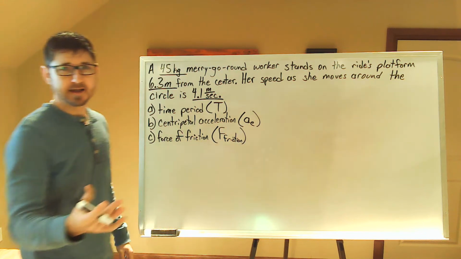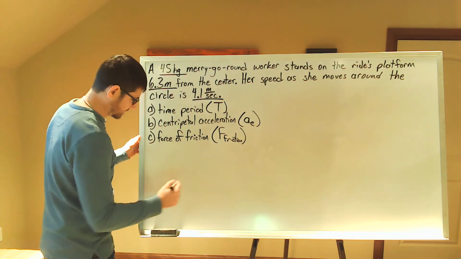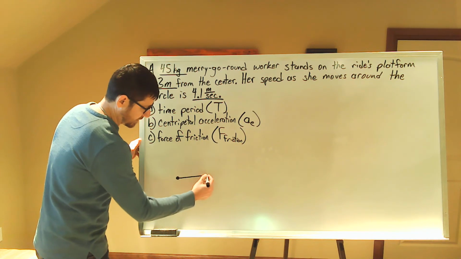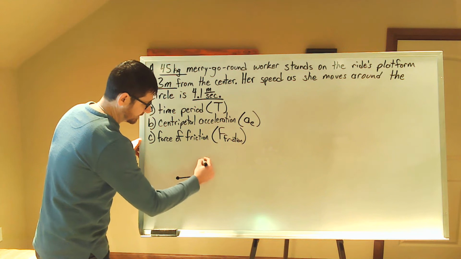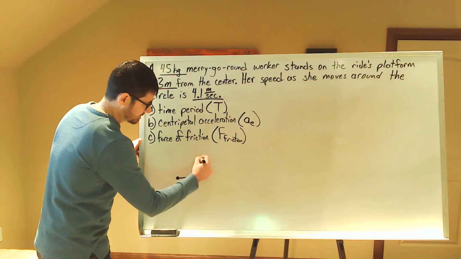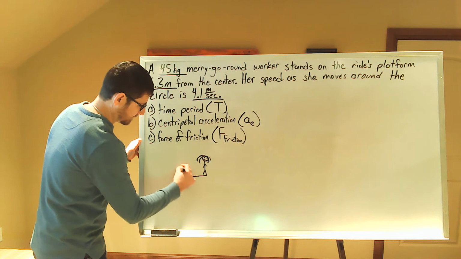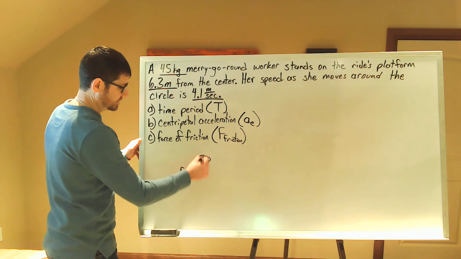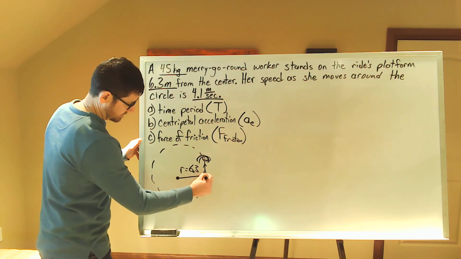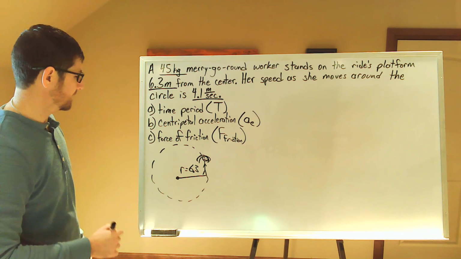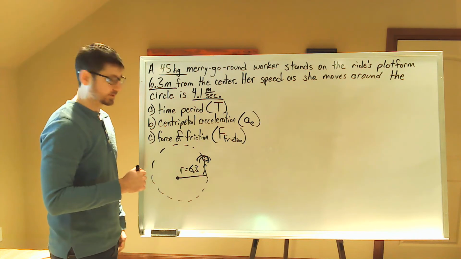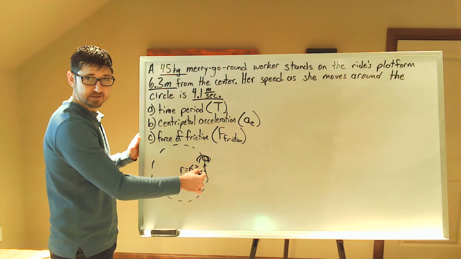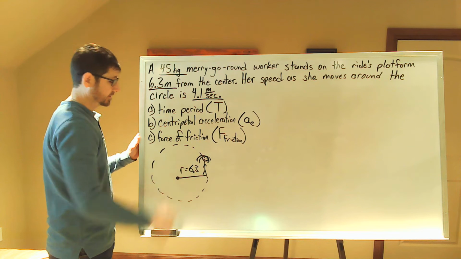Okay, let's just draw a simple picture to help us see what's really going on here. So we have the axis of rotation. This is the center of this ride. And then we have our friend, this lady that's standing on the ride's platform at a radius of 6.3 meters for the circle. And she's going to move around in a circle. So remember that this time period that we're going to calculate is the time for her to make a full rotation or one revolution around this circle.